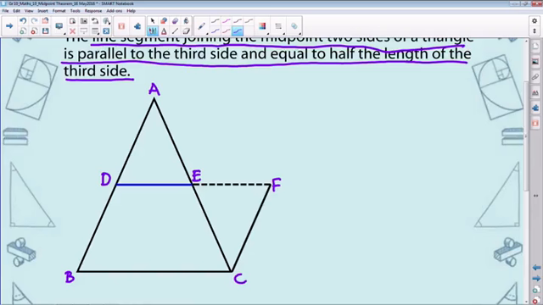Okay, now I need to prove that these two things are parallel. So I'm going to start by working with two triangles. I'm going to start with triangle ADE and triangle EFC.